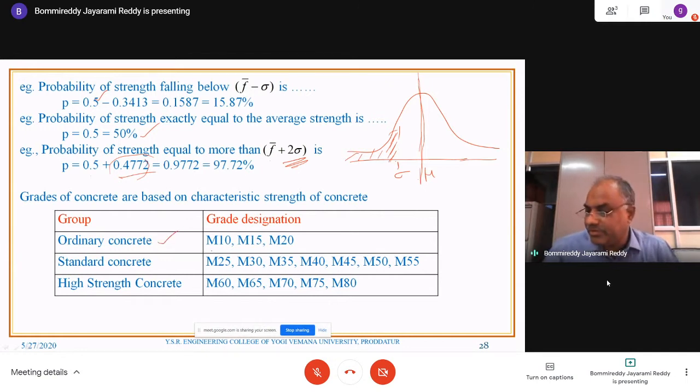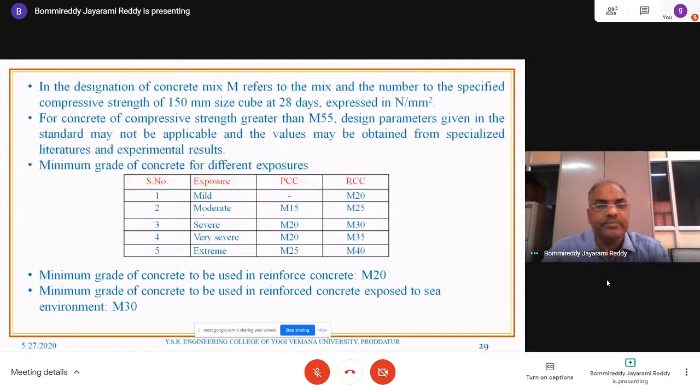Ordinary concrete, which will be M10, M15, M20. Standard concrete, M25 to M55. High strength concrete, M60 to M80. So these are the three different groups: ordinary concrete, standard concrete, and high strength concrete. And of course, this M refers to the mix and the number refers to the compressive strength at 28 days.